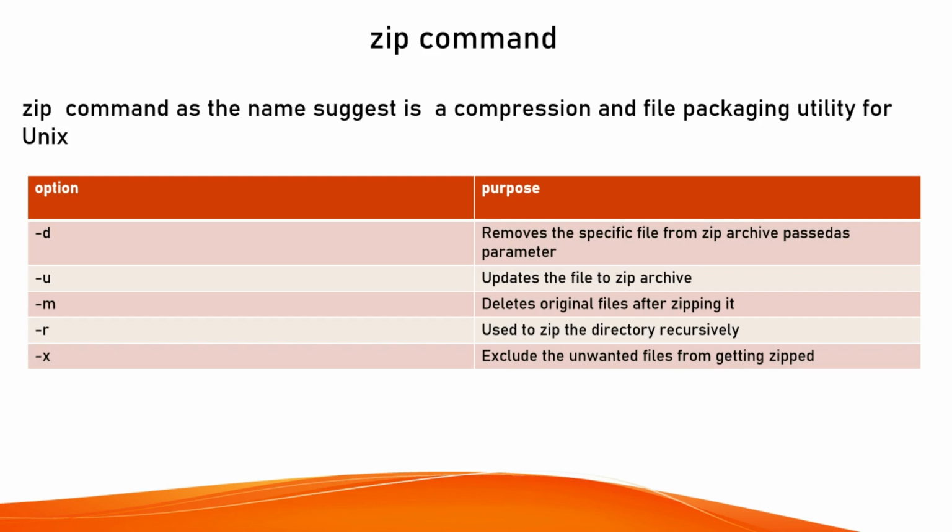-u updates the file to the zip archive. -m deletes the original file after zipping it. -r used to zip directory recursively. And -x excludes the unwanted files from getting zipped. Don't worry, just understand first what each option means, and then we will see in our demo session.